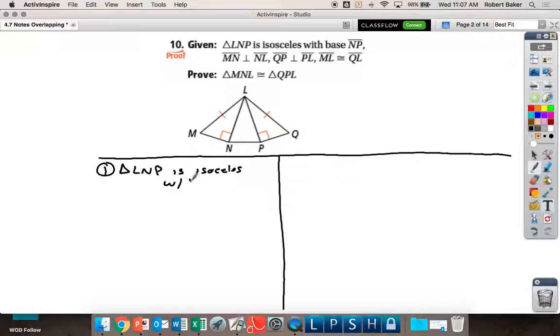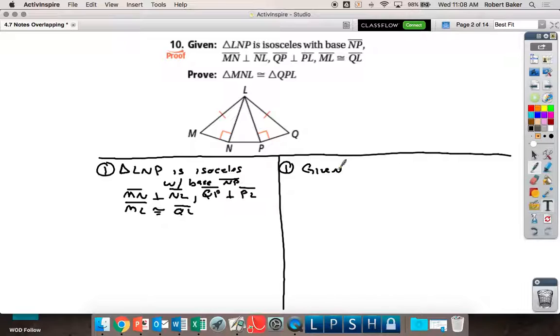With base NP, and then you can say MN is perpendicular to NL. You can say comma QP is perpendicular to PL. And then down here, ML is congruent to QL.